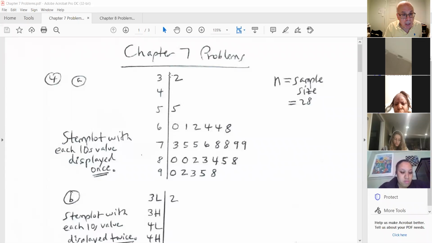And then each of the numbers to the right of this vertical bar represents the ones digit for particular numbers. So there's 32. That's how you read it, 32. There's no numbers in the 40s. There is a 55. There are 6 numbers in the 60s.